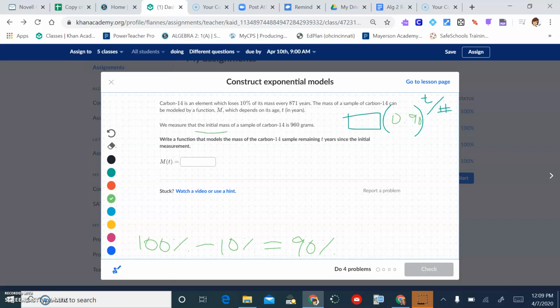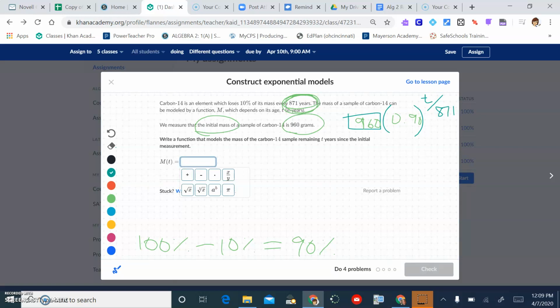And the initial amount, the starting amount, is 960 grams. So we're going to start with 960 in here. And let's see. Mass sampled. Oh, and then it says every 871 years. So that is going to go down here. 871. And there's our equation. And that's it. We just type that in.